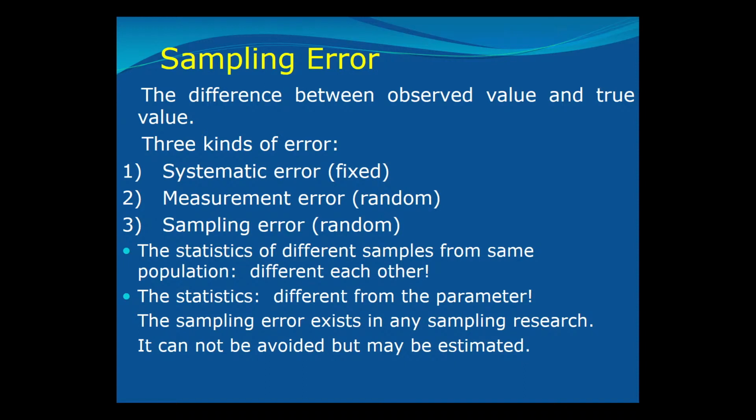Sampling error. The difference between observed value and true value is called sampling error. There are three kinds of error: systematic error, which is a fixed value; measurement error, a random value; and sampling error, also a random value. The statistics of different samples from the same population are different from each other, and different from the parameter. The sampling error exists in any sampling research. It cannot be avoided, but may be estimated.